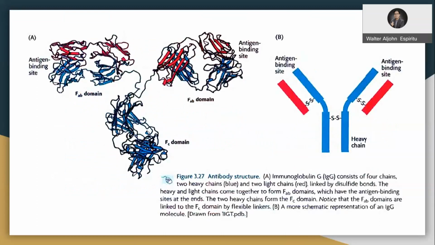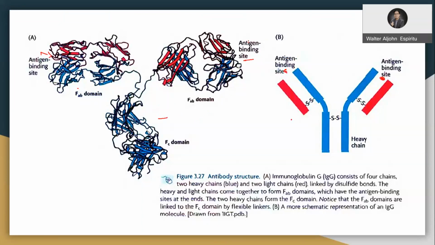We have here the Fab domain, or antigen binding fragment domain. We also have here the antigen binding site, which is similar to the active site of an enzyme. There are two since it is Y-shaped, so there's another antigen binding site here. And then we also have here the Fc domain, or the constant domain. So in the Y-shaped antibody, specifically IgG, it can bind to at most 2 antigens, one here and one here.